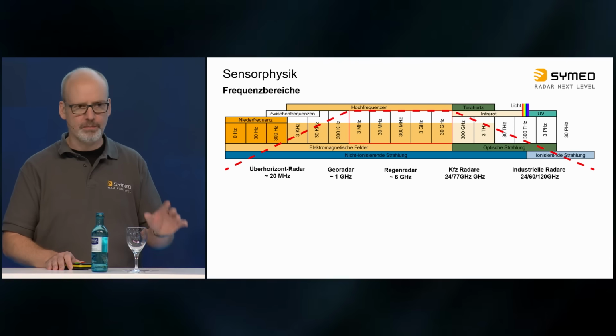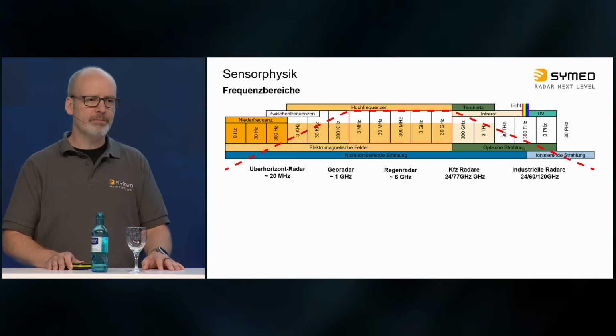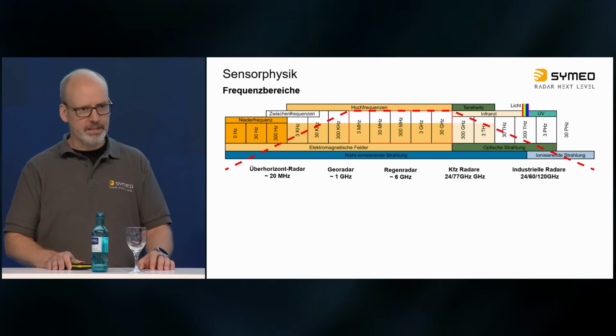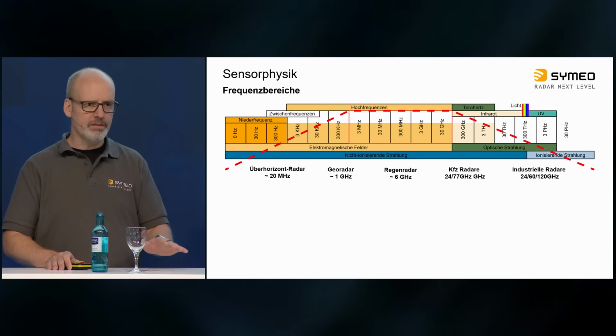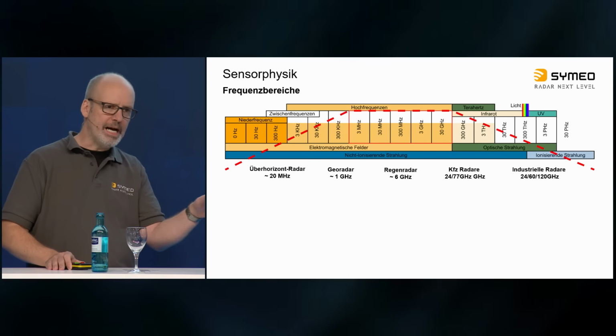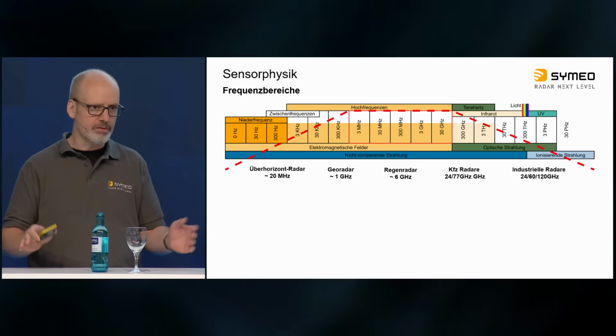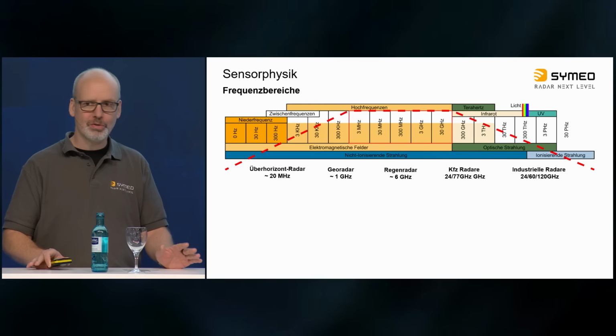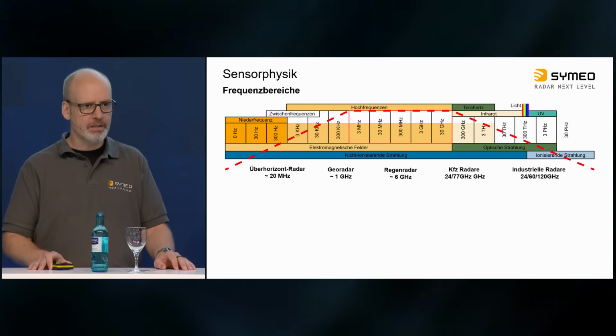At the bottom, you see the 10 megahertz with very long wavelengths. There are over-sea horizon radars. These are military radars that can cover thousands of kilometers, where there are bending effects so that they can follow the curve of our planet. That's very interesting, but doesn't have anything to do with our use of radar.